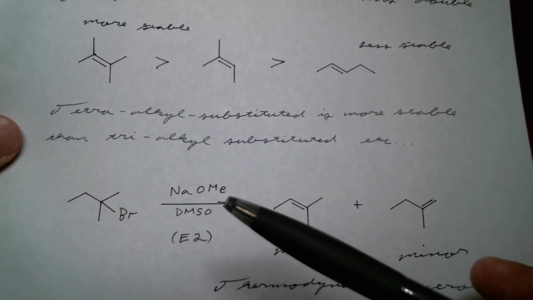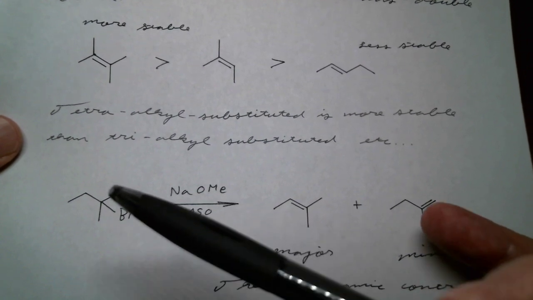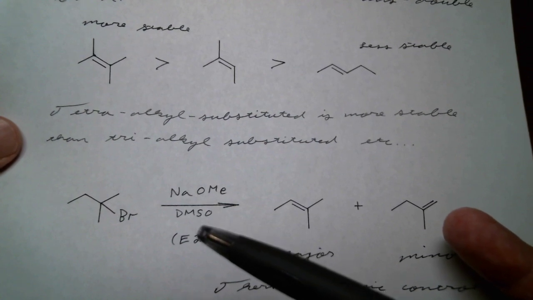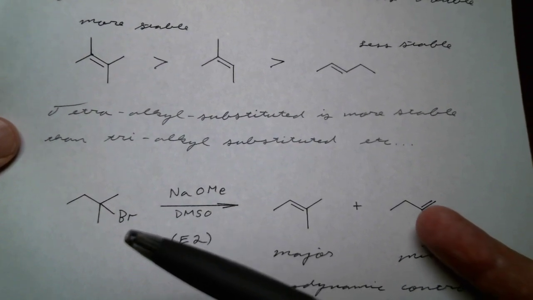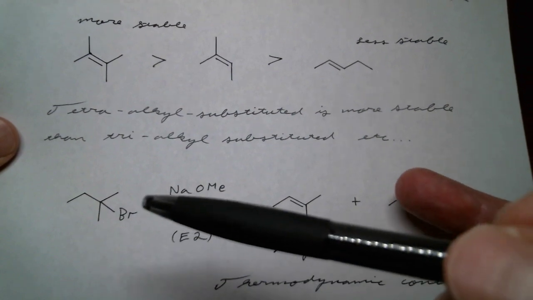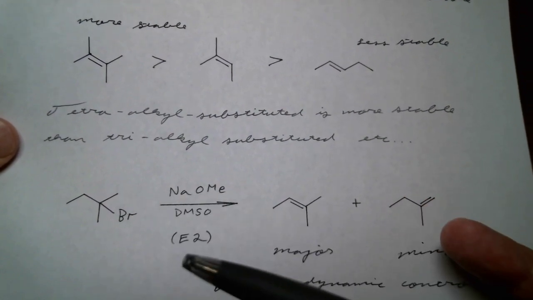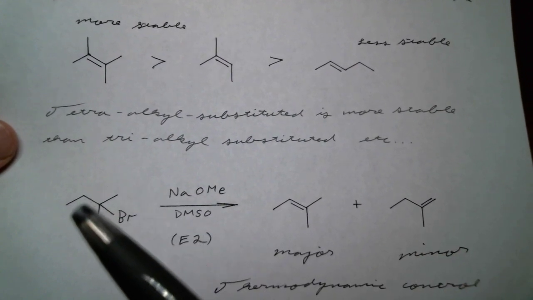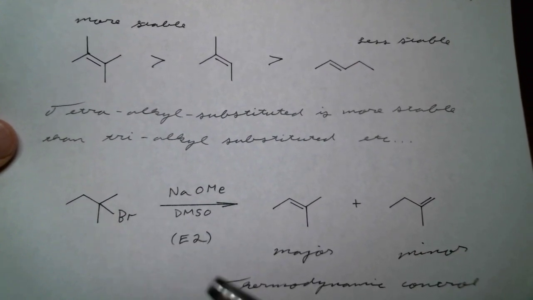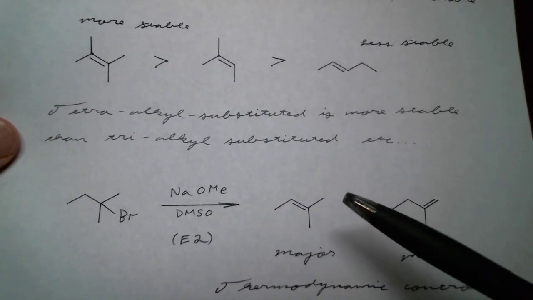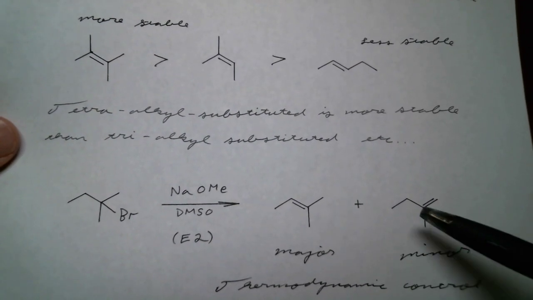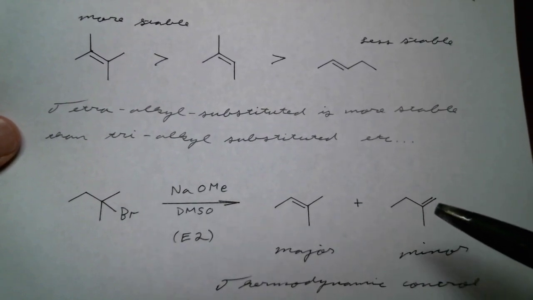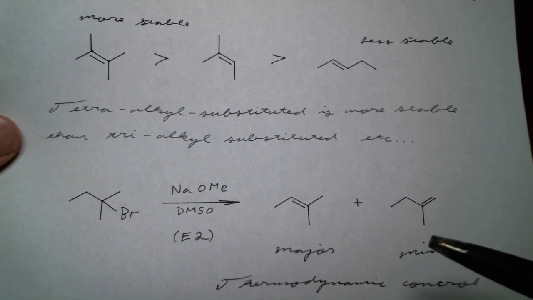Here we have sodium methoxide, and this tertiary carbon electrophile with a good leaving group, in DMSO. While we might be tempted to do an SN2, we know we can't do an SN2 on a tertiary carbon, it's just too sterically hindered. So now we have a choice. Do we pluck a hydrogen off of the beta carbon to give this trialkyl substituted alkene, or do we pluck a proton off of this primary carbon to give this dialkyl substituted alkene?